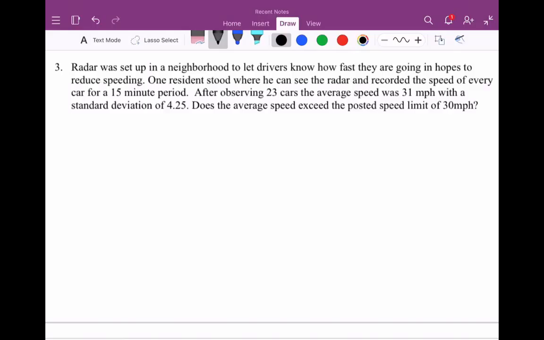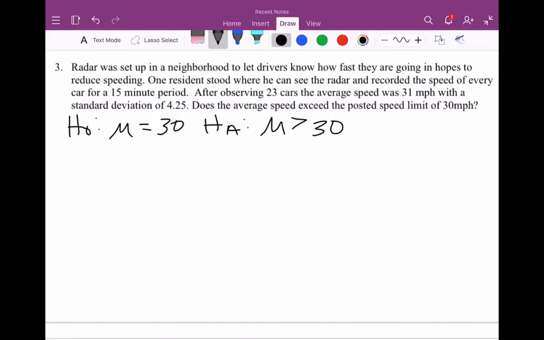So we're going to do a hypothesis test in this case. When we do a hypothesis test, the first things we need are our null and alternative hypothesis. So my null hypothesis here is that everything's the same, all hunky-dory, nothing different. So that would mean that the mean is 30 miles an hour. The alternative, we're trying to determine if the average speed exceeds that. Exceeding means that you're going over that, so the mean would be greater than 30.